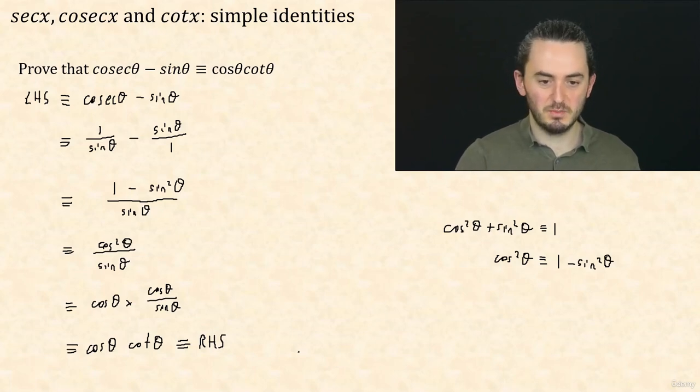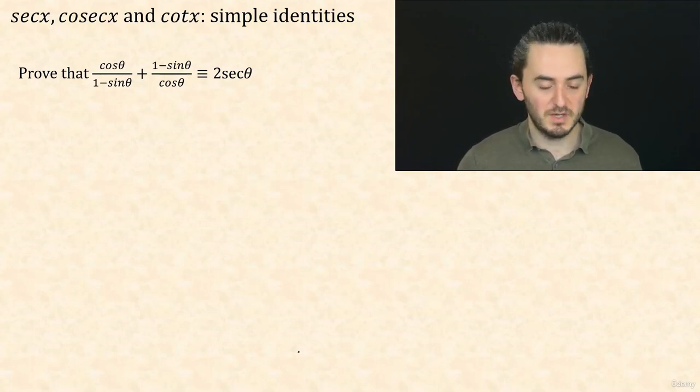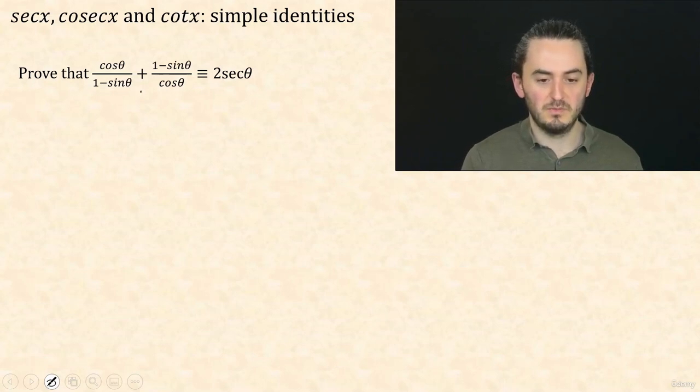All right, one more example. Okay, there's quite a lot going on here. Prove that cos theta over 1 minus sine theta plus 1 minus sine theta over cos theta is the same as 2 sec theta. Okay, I'm trying to prove that two things added together is just 2 sec theta. So I'm definitely just going to mash these two things together. Now, if I do that, I'm going to look for the common denominator.